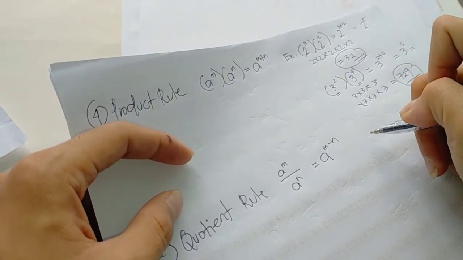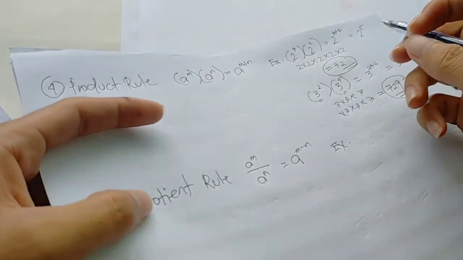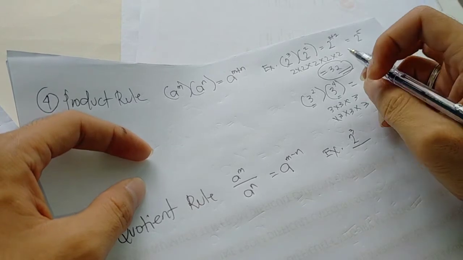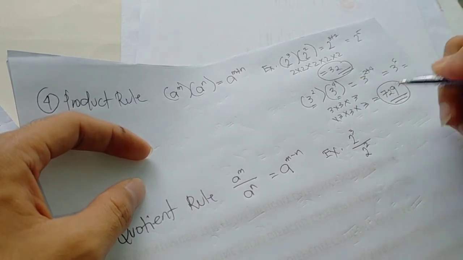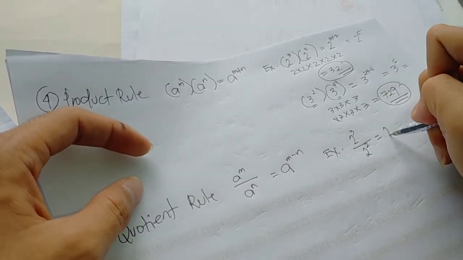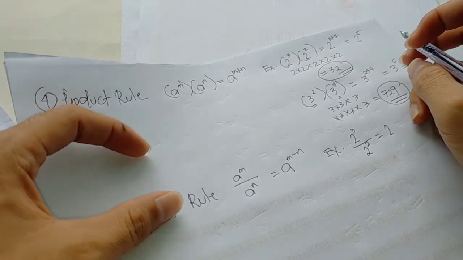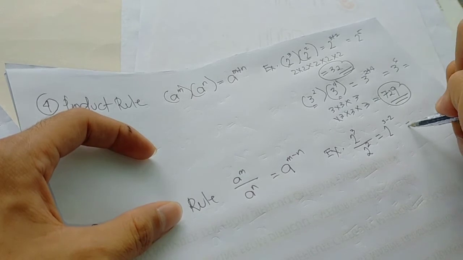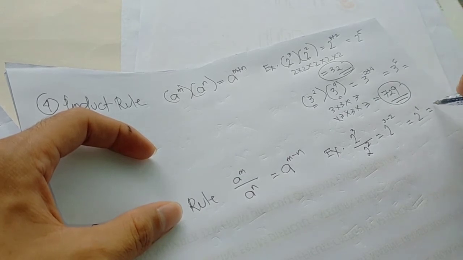Okay? So, example, 2 raised to 3 all over 2 raised to 2. So, copy the base na magkaparehas, which is 2. Then, subtract 3 minus 2. So, it will become 2 raised to 1 or 2.